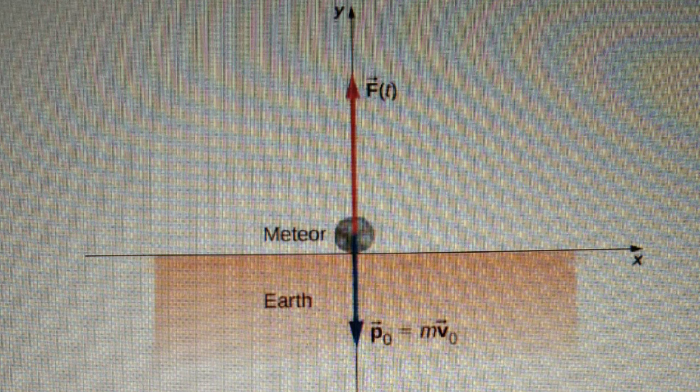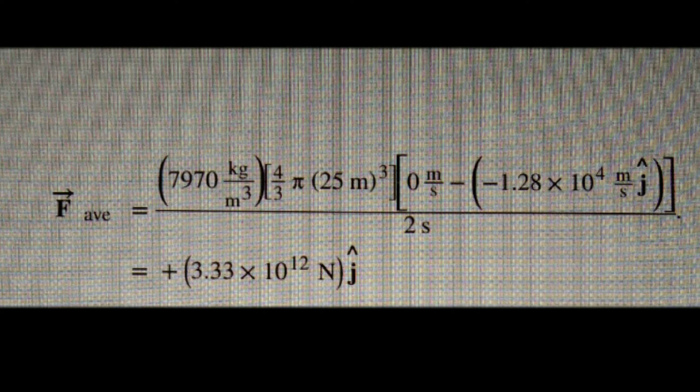The problem says the velocity at impact was negative 1.28 times 10 to the power of 4 meters per second. The final velocity is 0. Also, we guess that the primary impact lasted about t max equals 2 seconds. Substituting these values gives this average force applied during the collision. Notice that this force vector points in the same direction as the change of velocity vector.